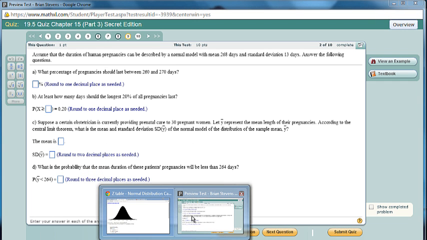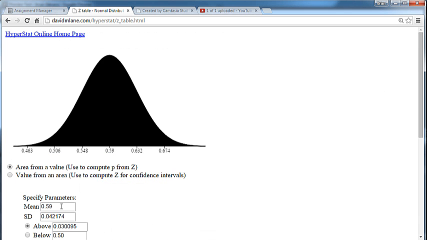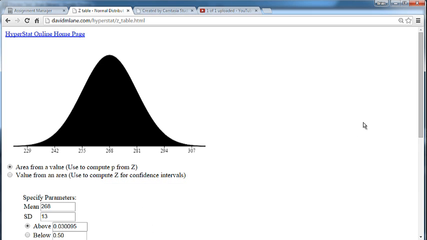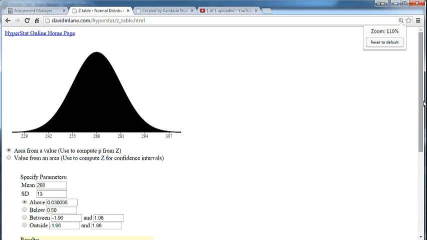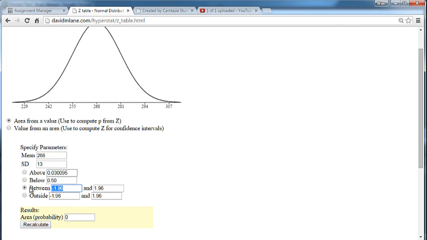Okay, so we have women who have a pregnancy usually of 268 days with a standard deviation of 13. Let's go ahead here and put in 268 with standard deviation of 13. This is quantitative data. Always good to identify that within the problem. How long did your pregnancy last? 268 days. What percentage of pregnancies will last between 260 and 270? So let's zoom out a little bit. Between 260 and 270, we'll be just clicking here and doing between.